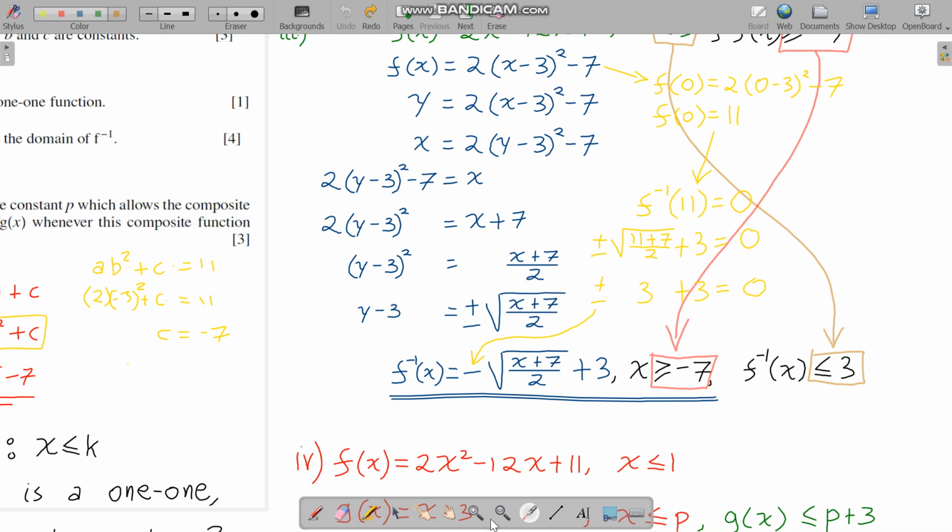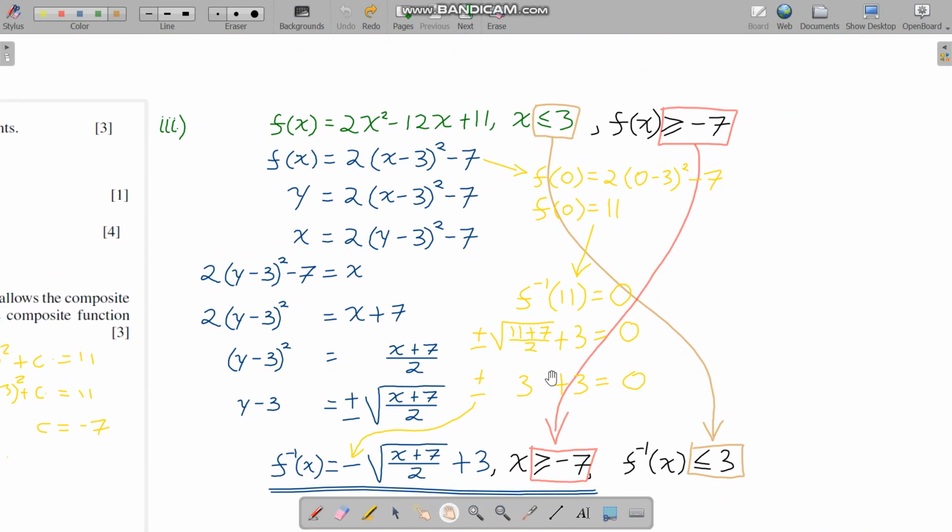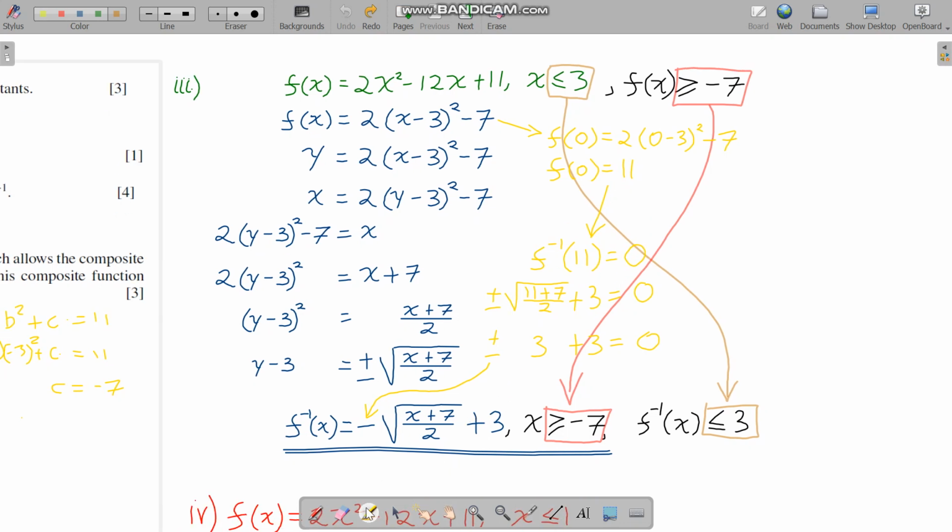We have this form here. But to check whether we have to use plus or minus, we can just use any number in the domain. The domain is x is smaller than 3, so we can use, for example, 0. If we plug in 0, we get 11. So f of 0 equals 11, which means f inverse of 11 must be 0. So now we replace this x with 11.